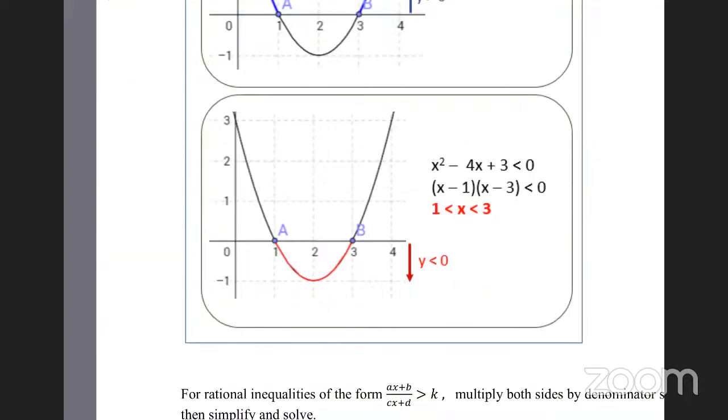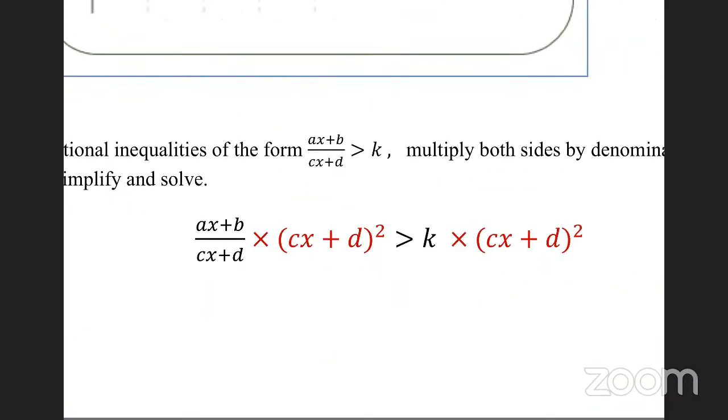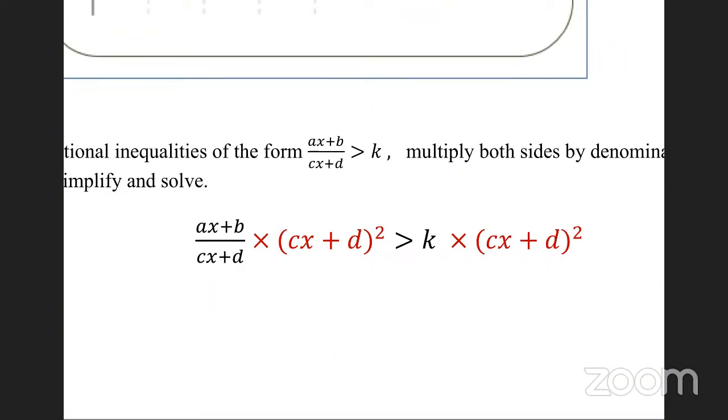We're going to try one just now. If you have to solve a rational inequality, you simply multiply by the denominator squared on both sides and you work it out.